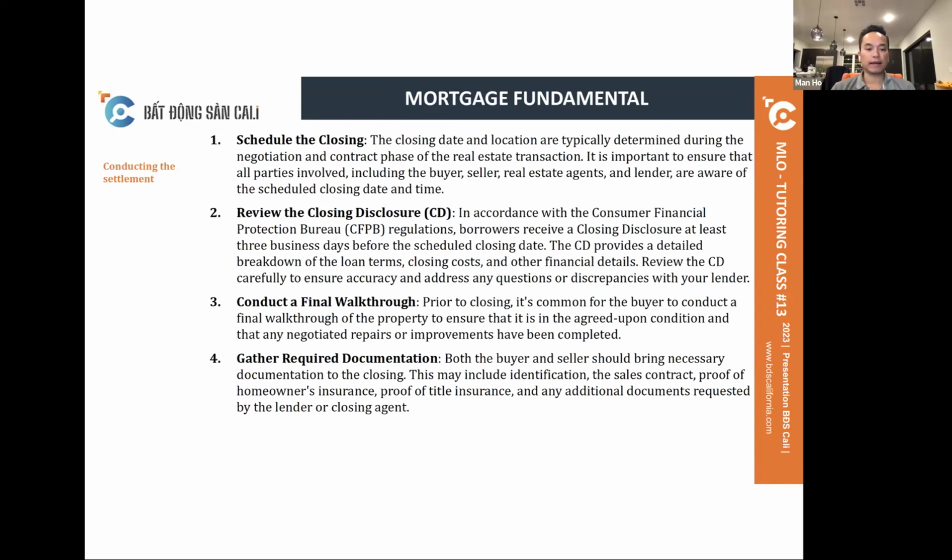Conduct a final walkthrough. I talked about that. Gather required documentation. All those required documents need to be in, including the sale contract, proof of homeowner insurance, and proof of title insurance. So, backtrack a little bit. In order for the lender to fund, there has to be proof of a quote, a declaration of the home insurance for the new buyer, the new owner. And that quote needs to be sent to the lender. The lender keeps a note of that.